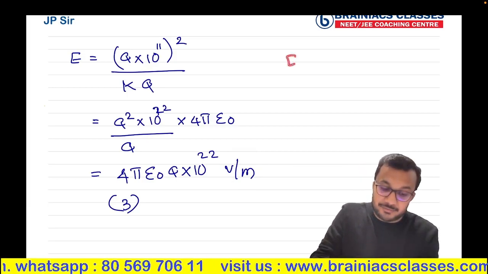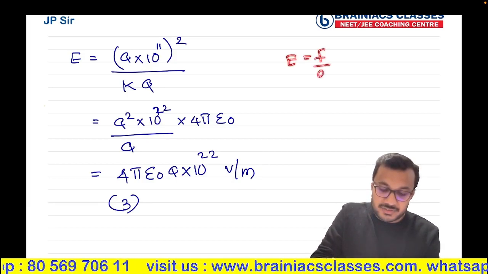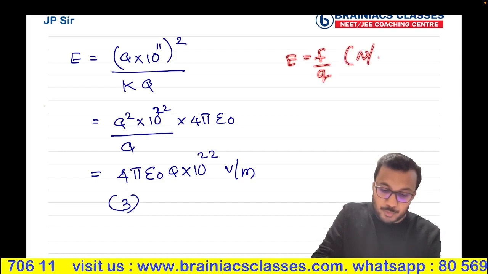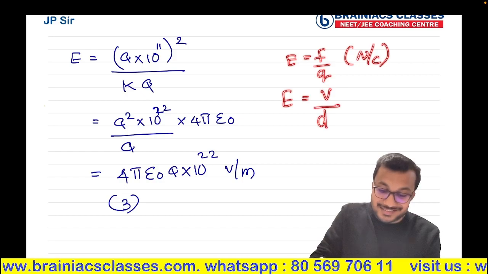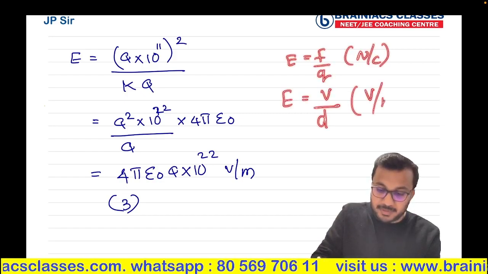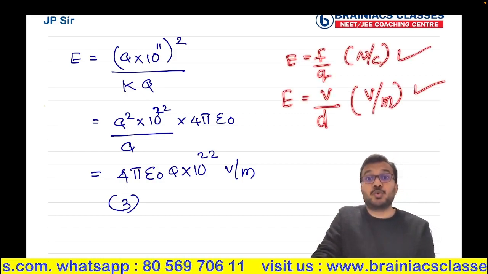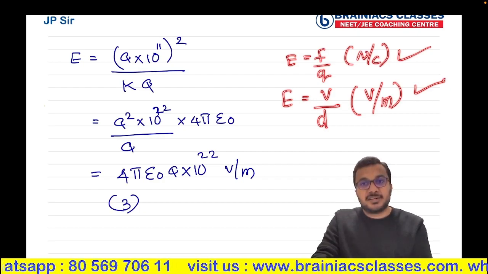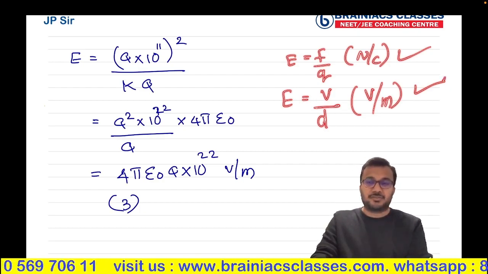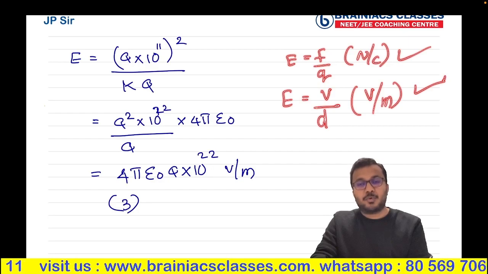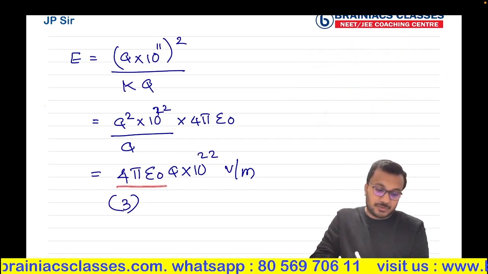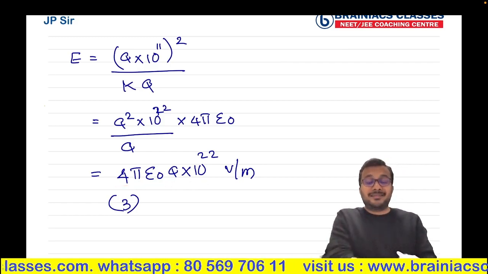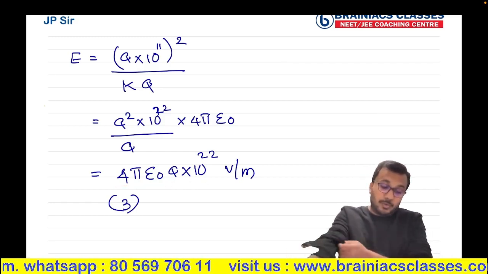Electric field is force by charge, so its unit becomes Newton per coulomb, or it equals voltage by distance, volt per meter. So it has 2 units, from 2 fundamental formulas. Either Newton per coulomb will come or volt per meter will come. Here volt per meter: 4 pi epsilon 0 Q into 10 raised to 22 volt per meter.